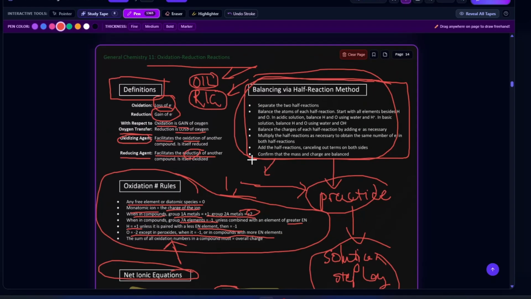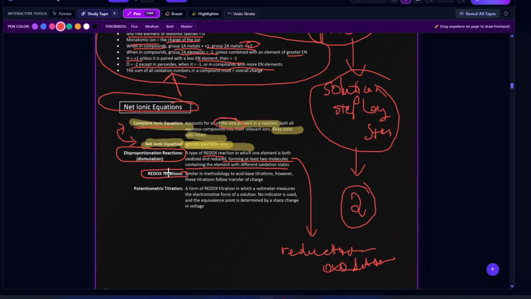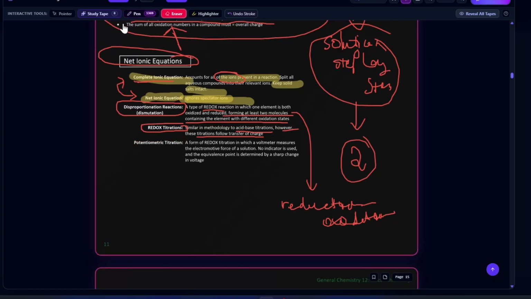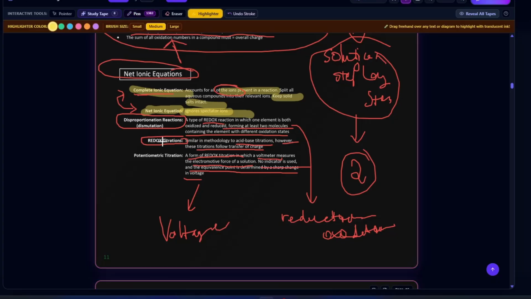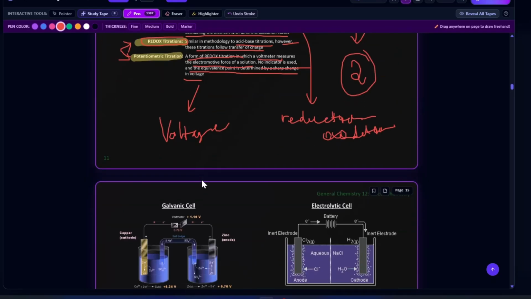Redox titration. We went through what titrations were in the last one, so that's why everything builds on each other, right? It's similar in methodology to acid-base titrations, however, these titrations follow transfer of charge. Potentiometric titration is a form of redox titration in which a voltmeter measures the electromotive force of a solution. No indicator is used, and the equivalence point is determined by a sharp change in voltage. So you should know the difference between redox titrations and this one. You should know what they are, so you should memorize that.